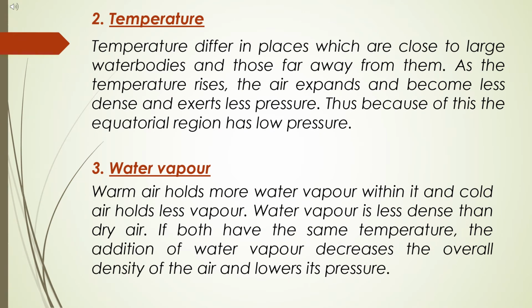Number 2. Temperature. Temperature differs in places which are close to large water bodies and those far away from them. As the temperature rises, the air expands and becomes less dense and exerts less pressure. Thus, because of this, the equatorial region has low pressure.